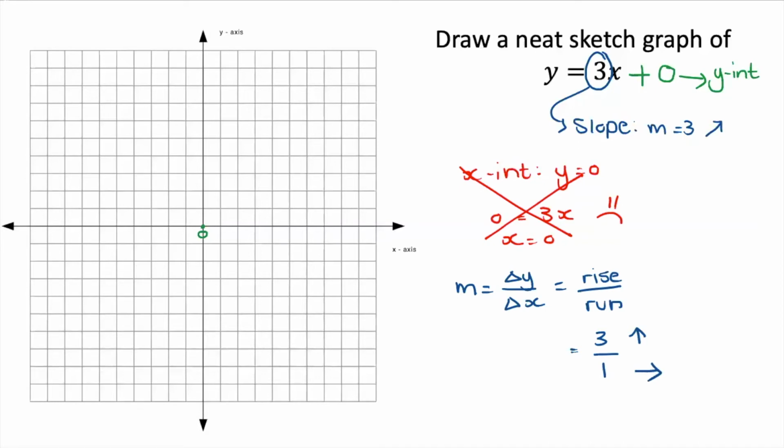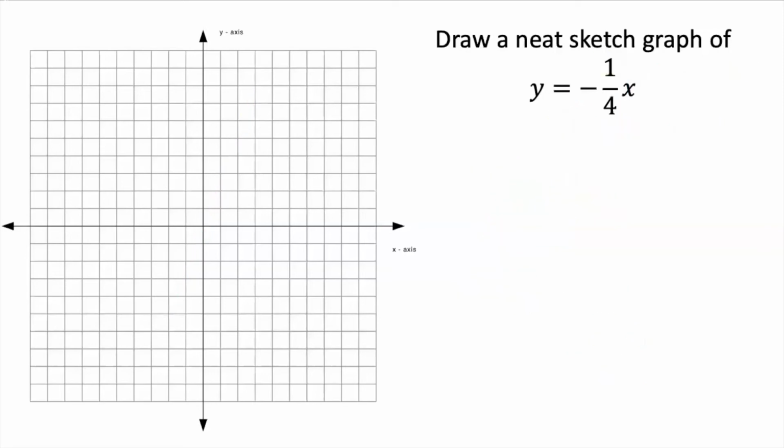From where we are at the origin, we're going to go up 3, and then we're going to go across 1, and we're going to plot that point right there. So now we suddenly have 2 points for our graph, and we can just connect the dots and draw our line. And again, we label our graph. I hope that you can see the difference here and why our previous method doesn't work when the line goes through the origin.